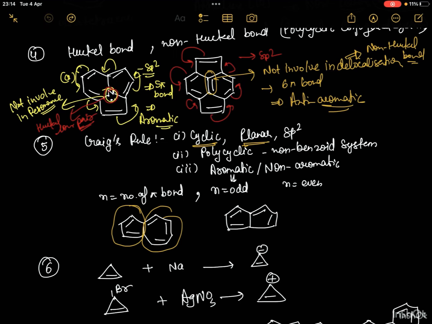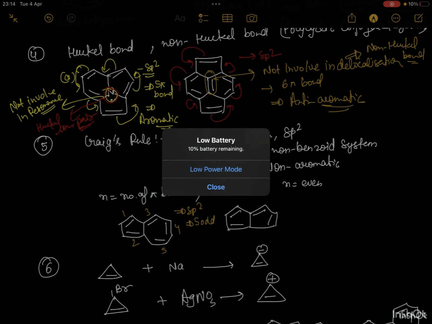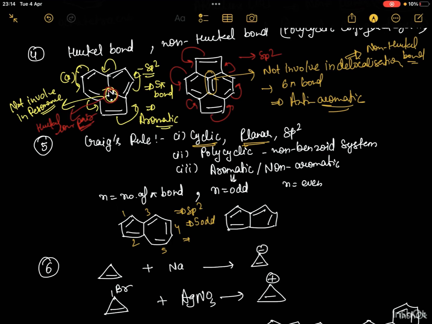Now how do we calculate how many sp2 and how many pi bonds there are? 1 2 3 4 5. Five means odd, so it is aromatic. Now if we do this example, this one is also a non-benzenoid system. These two rings are fused, so that one is a polycyclic non-benzenoid system.